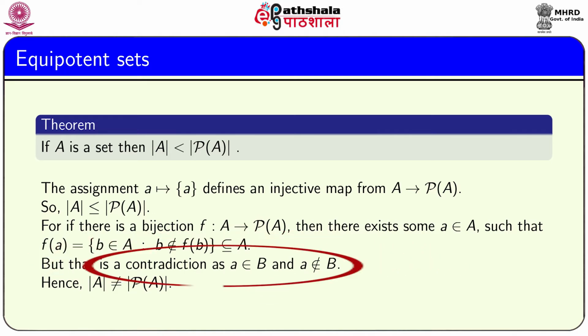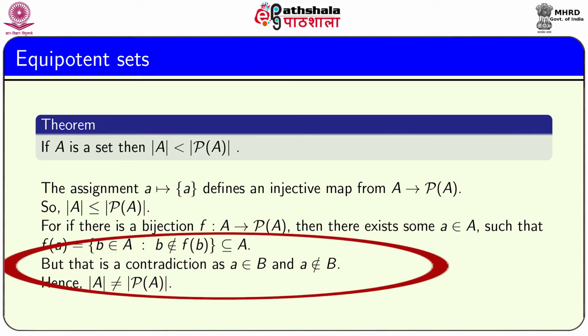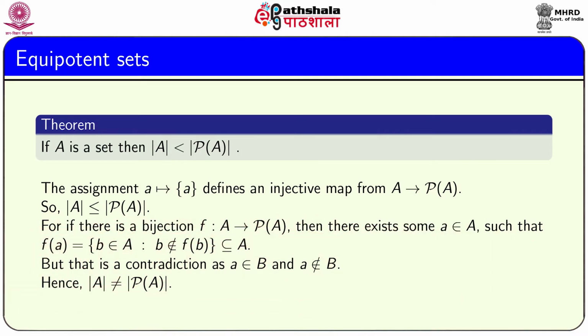But that is definitely a contradiction, because the point a is in B and the construction of the set says that the point is not in B, and this contradiction says that such a bijection is not possible, thereby proving the inequality to be strict.